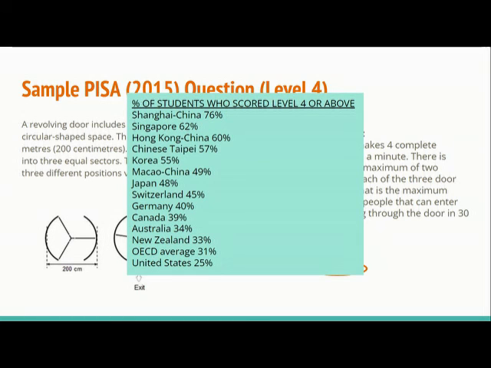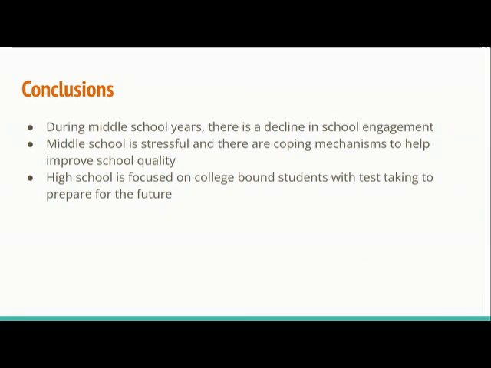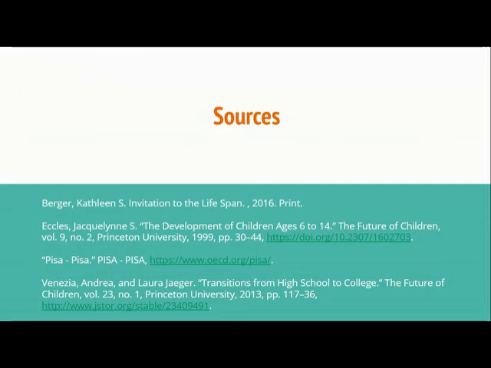So in conclusion, during middle school years, there is a decline in school engagement. Middle school years usually get more stressful than their elementary counterparts, and there are coping mechanisms to help improve school quality and make sure students are focused on studying. High school is more focused on college-bound students, especially with test taking to prepare for the future. And these are our sources.